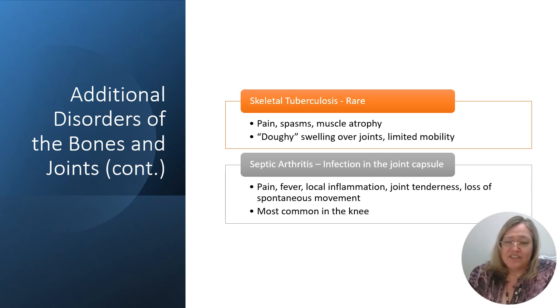The signs of this are pain, spasms, and muscle atrophy, and if you palpate it, it'll feel kind of like bread dough over that joint or the area where that tuberculosis is. Then there are also infections, like I said, that can get in the joint capsule, and those are very painful. There's a fever, localized inflammation, joint tenderness, loss of spontaneous movement, and the most common joint to be affected is the knee.